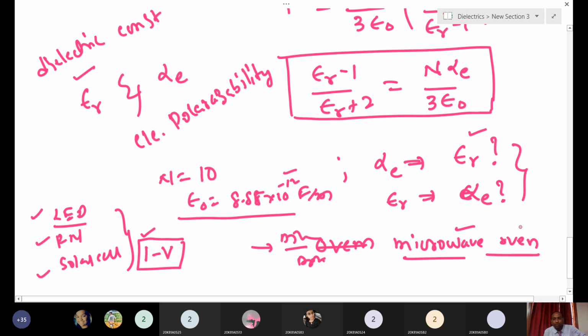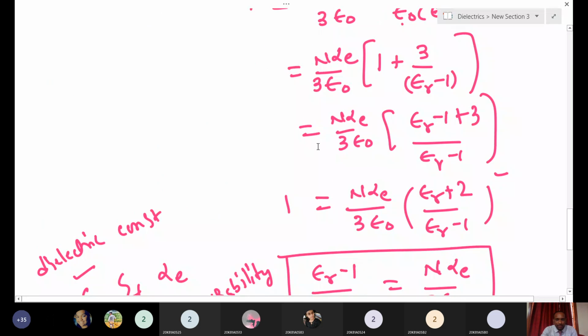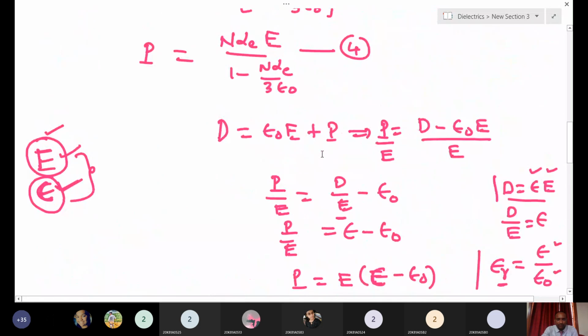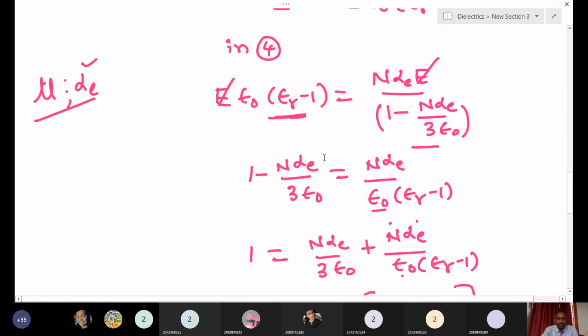Here, polarizability explains how the polarization takes place when you apply an electric field, and how easily it takes place. This is very important. I explained it step by step, which is why you feel it is lengthy, but it is very easy.